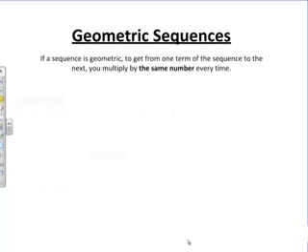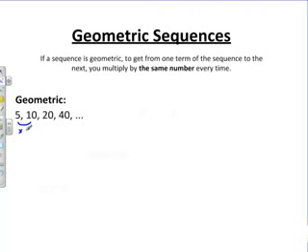Geometric sequence is very similar in the way that an arithmetic sequence works. If it's geometric, to get from one term of the sequence to the next, you're just going to multiply by the same number every time instead of adding. So here's a really nice example of a geometric sequence where what you're doing is multiplying by 2 every time.